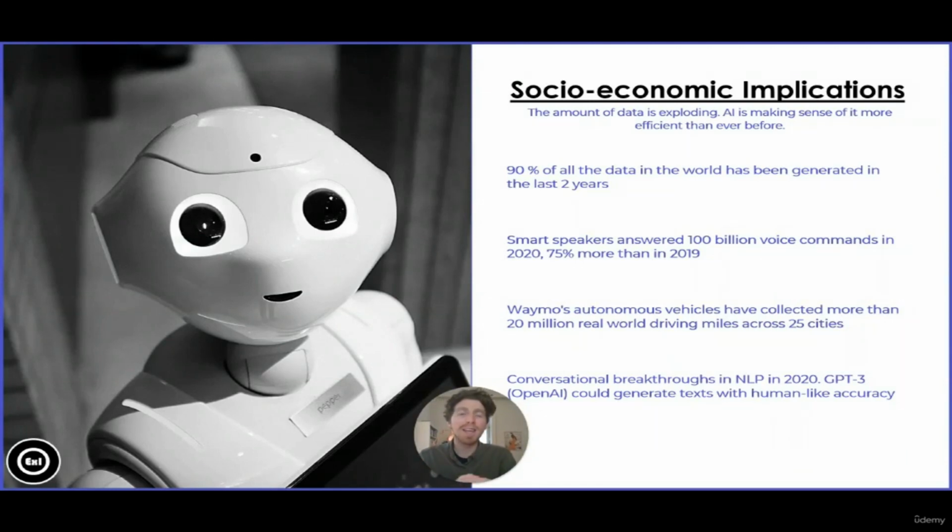So the amount of data around the world is exploding, and by applying AI algorithms, we can make sense of all of this data in a more efficient way than ever before. Here I listed 4 points to illustrate that AI is already a crucial part of our life and is going to become even more important in the future. So 90% of all the data in the world has been generated in the last 2 years, and this pace of new data generation is expected to accelerate even further.